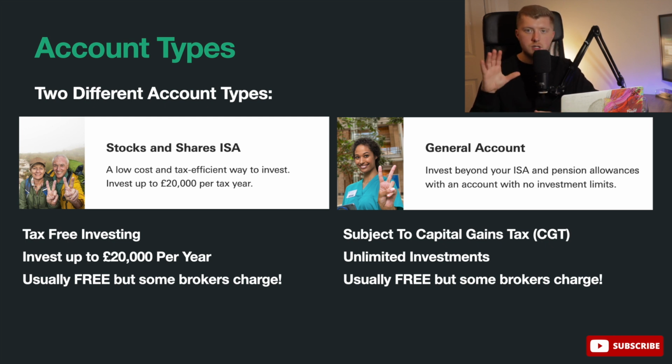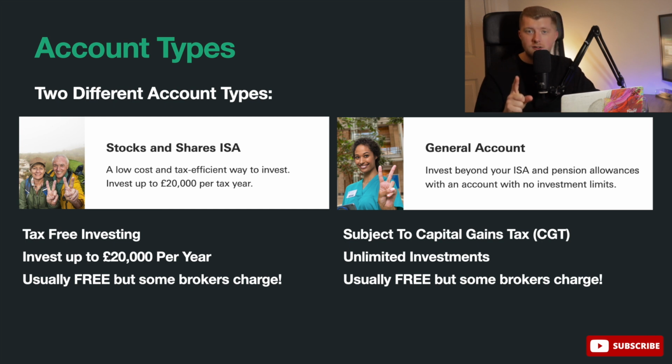Now, what I must also reiterate is when you open a stocks and shares ISA, you can only actively invest into one stocks and shares ISA per tax year. You can't just open lots of different ISA accounts and have £20,000 allocated per ISA which you have.